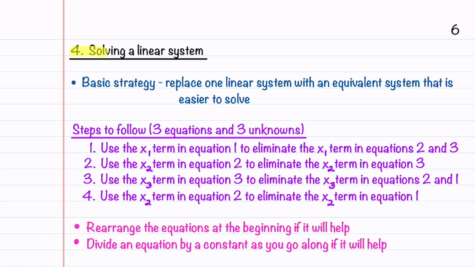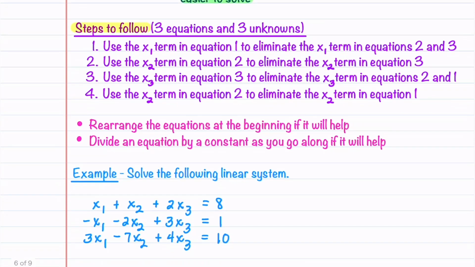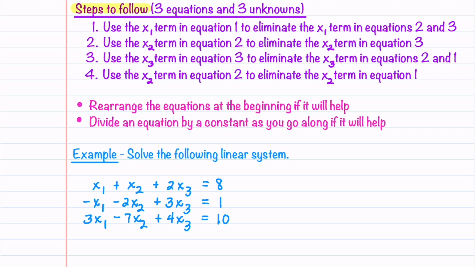We're going to learn how to solve a linear system of equations by following a basic strategy. That strategy is going to be to replace one linear system with an equivalent system that's easier to solve. I've created steps that we can follow when we have 3 equations and 3 unknowns. We can then use steps very similar to this to solve a linear system that has more equations and more unknowns. As we go over these steps, I'm going to refer to the example that we're going to do below.